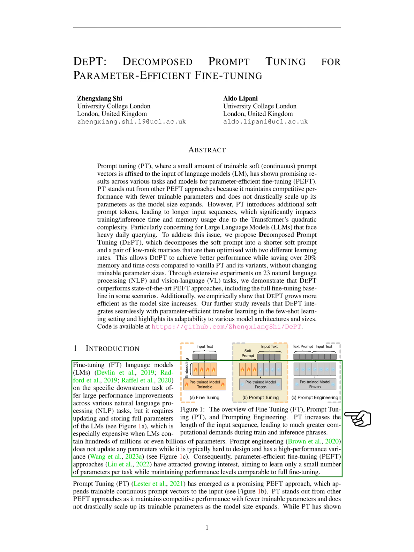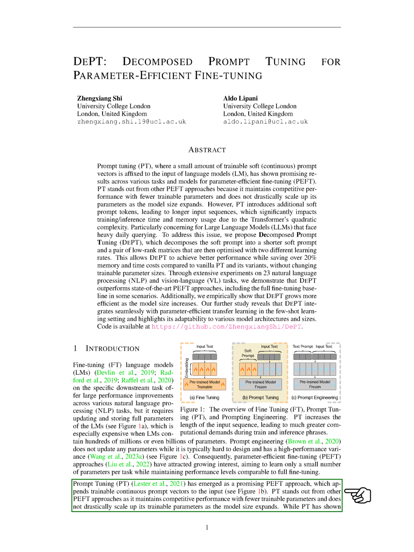An alternative approach, known as prompt engineering, doesn't require any parameter updates, but it's typically challenging to design and can yield inconsistent performance. As a result, there's been growing interest in methods that are more efficient in terms of parameters, aiming to learn only a small number of parameters per task while still delivering performance comparable to full fine-tuning. One such method is prompt tuning, which adds trainable continuous prompt vectors to the input. This method stands out because it delivers competitive performance with fewer trainable parameters and doesn't drastically increase its trainable parameters as the model size grows.